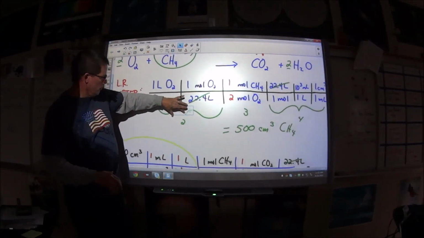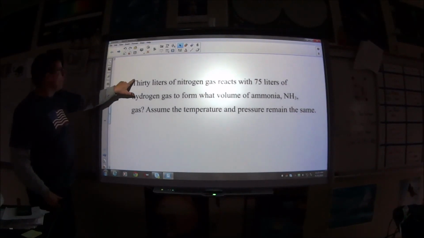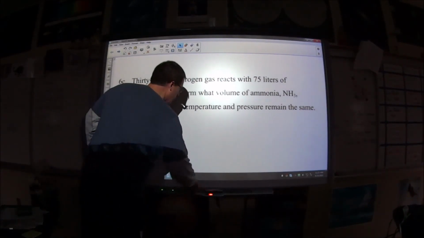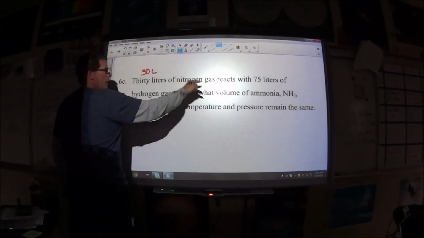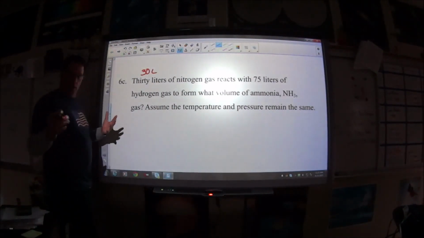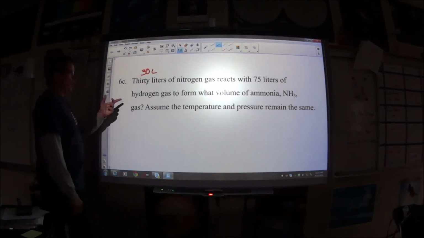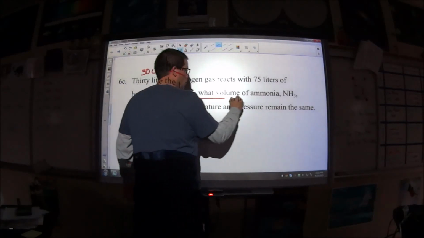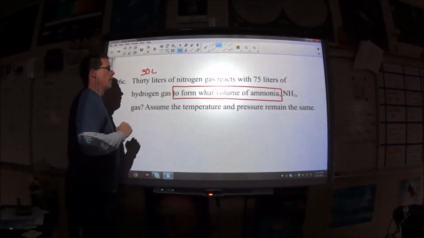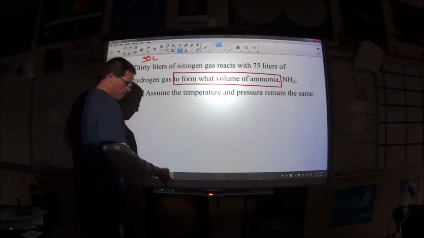All right, let's look at the next one. So 6C. Question says we have 30 liters of nitrogen gas that reacts with 75 liters of hydrogen gas. So we've got 30 liters and we've got 75. That means we've got ourselves a little limiting reactant situation here. So here's our question: to form what volume of ammonia gas, assuming that the temperature and the pressure remain the same.